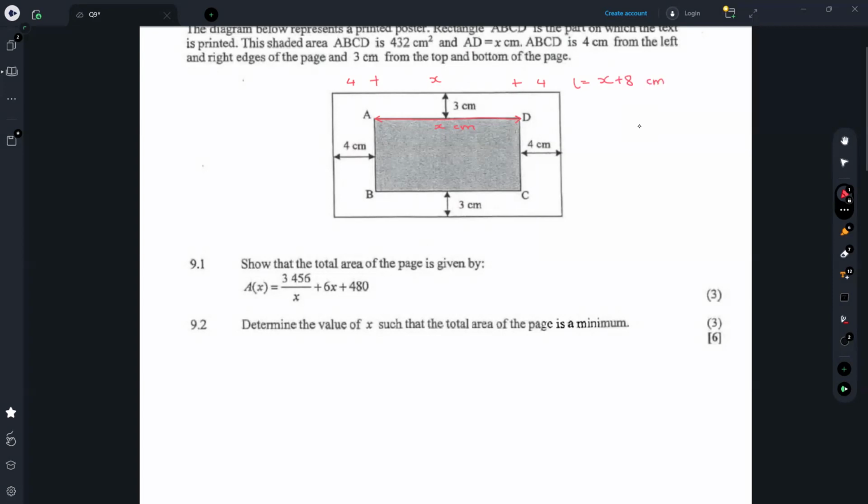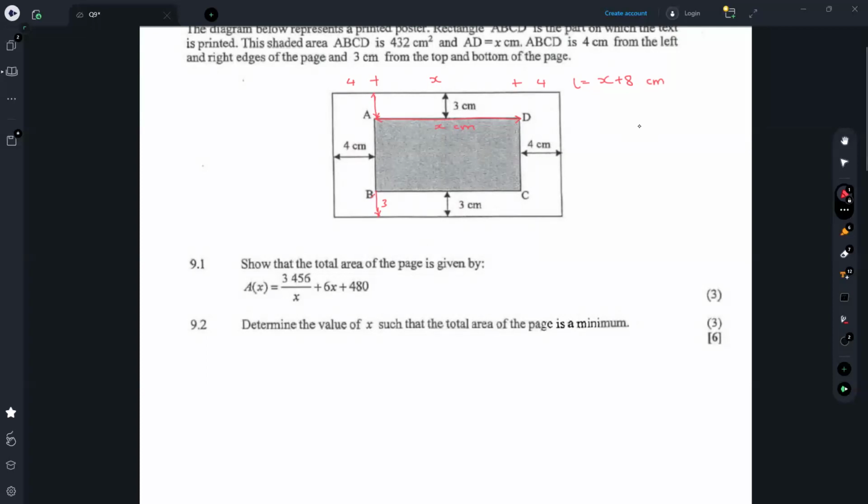Now what we need would be the width. L, or the height in this case, could be anything that you want to call it. So now what do we have here? We're told that this one right here is 3 centimeters as indicated here, and this one at the bottom is also 3 centimeters. So what we need would be the length of AB. We're not given the length of AB, so we should calculate it. You can either use AB or DC, it does not really matter.